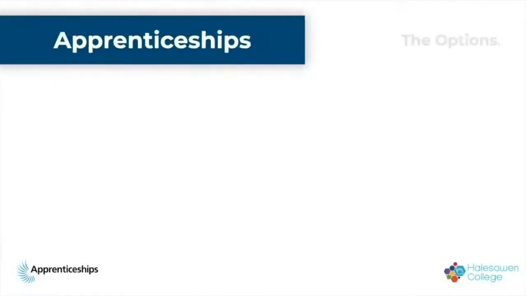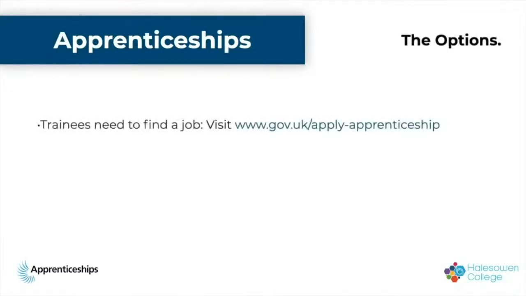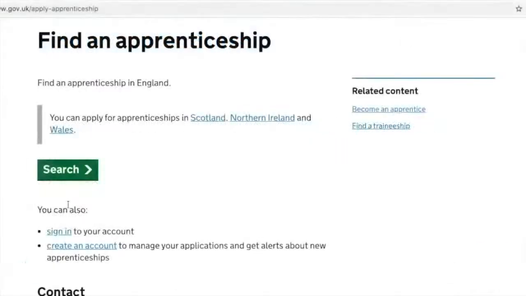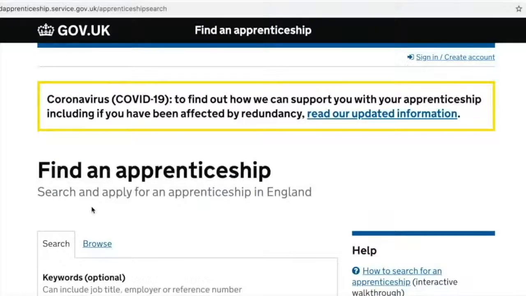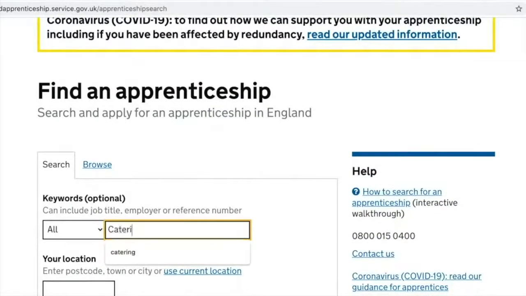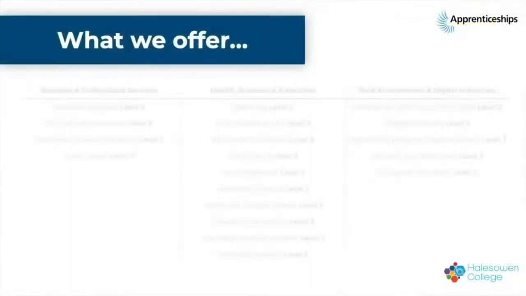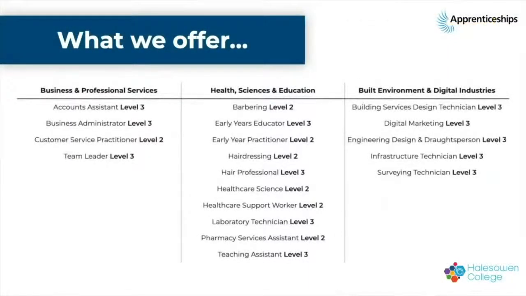Apprenticeships are a great option for those of you who want to work but also start earning whilst learning. It's not necessarily an easy option. You will need to find an apprenticeship first, but if you go to the government website, you will find jobs listed by subject, and you can also put in the distance based on where you live. At Halsey College, we have apprenticeships in subjects such as science, healthcare, and digital.